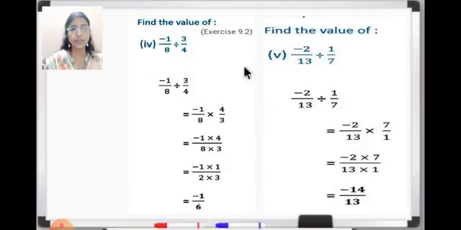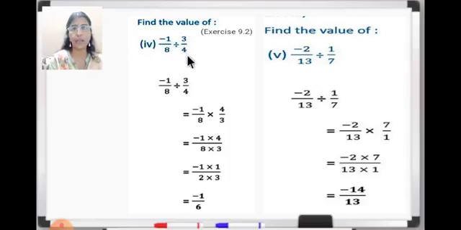Now children, these two questions are of 9.2. This I have given as homework. So again let me show you how to do it. You all have done it in your notebook. You just see whether you have done it like this or not. Find the value of, this is from exercise 9.2, fourth question: minus 1 upon 8 divided by 3 upon 4.